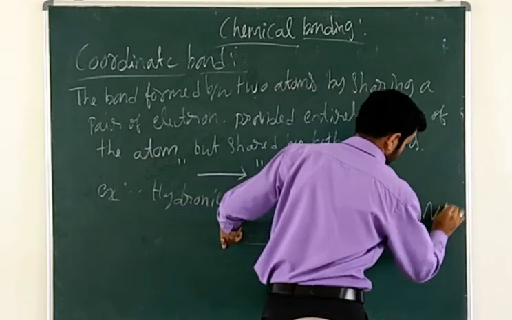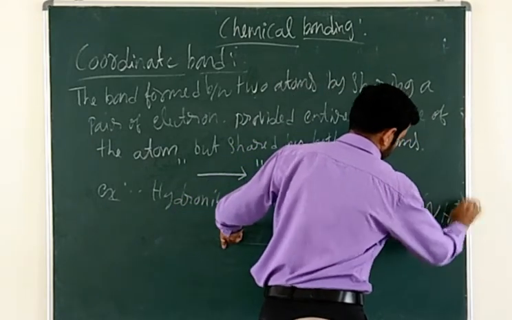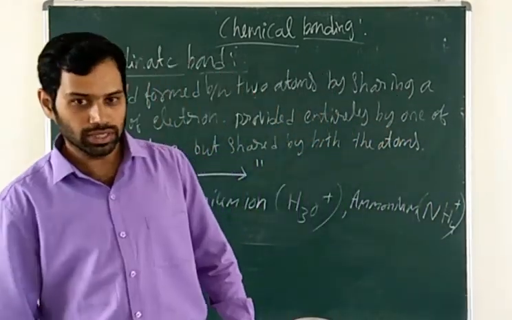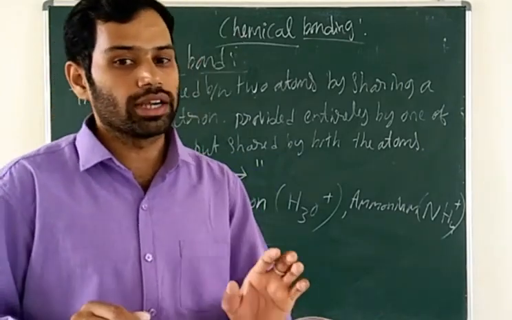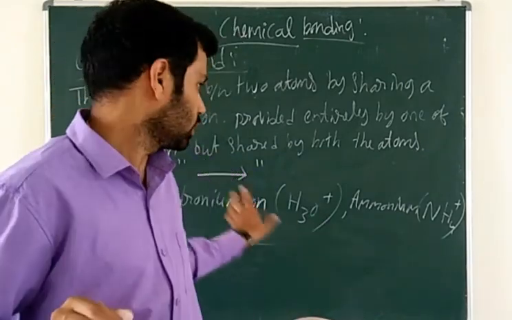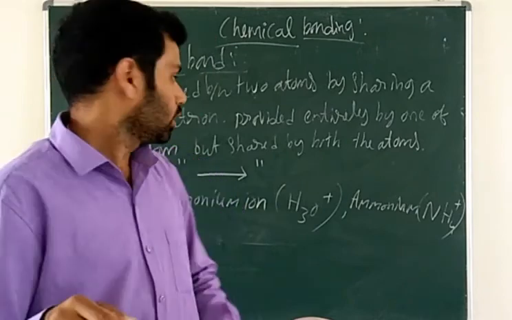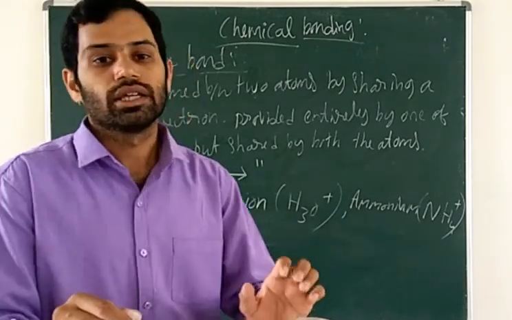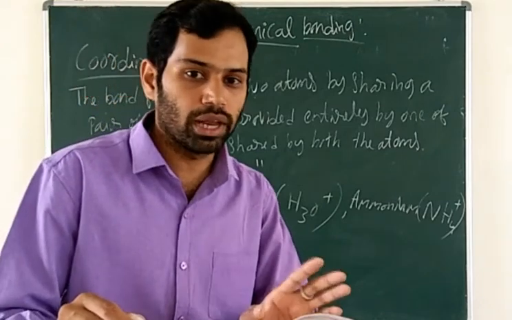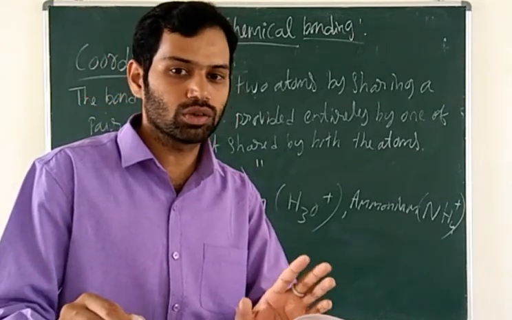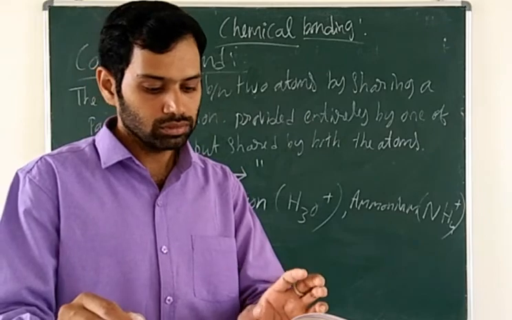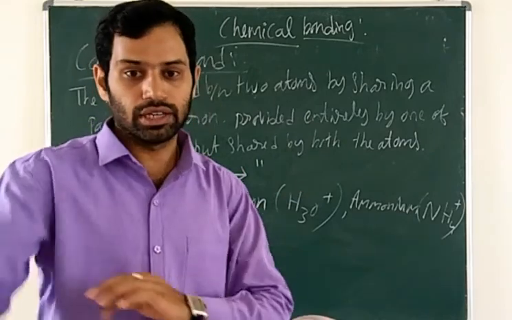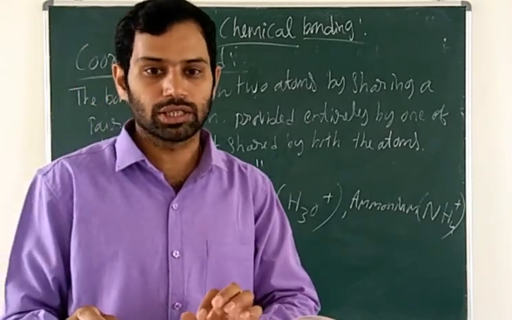Ammonium, NH4 plus. These two are examples of the coordinate bond. There are a few, I just give two. The first one is the hydronium ion, and another one is the ammonium NH4 plus. Clear? Examples of the coordinate bond. So how to write this structure? I will explain that concept.